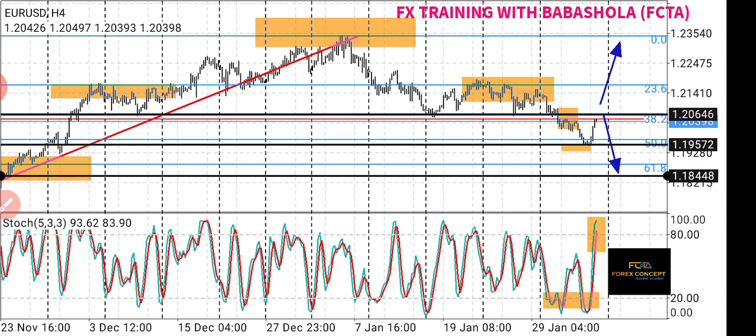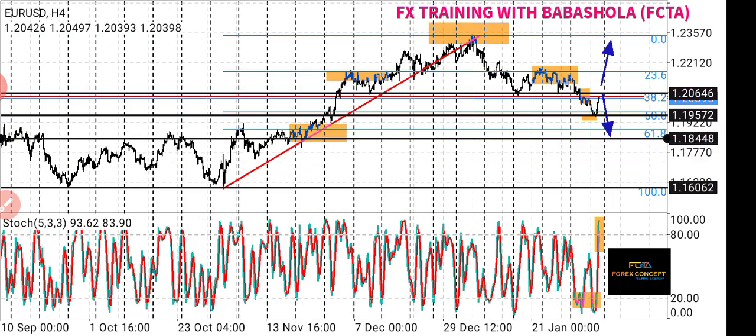However, if on the retesting of the 38.2 or the neckline the bulls were able to break it, then price is heading back to 1.23540. Either way, if price should reach the 61.8% Fibonacci level, we expect price to shoot up.